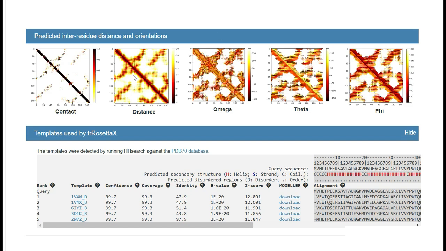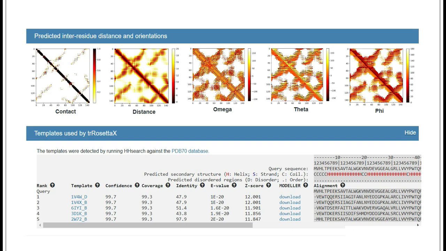Next is the distance map. Instead of just showing contacts, this map gives the actual predicted distances between the residue pairs. The axes are the same, meaning the residue numbers, but the colors represent the predicted distances. Red and orange for shorter distances, yellow for moderate distances, and white for larger distances. This information helps to fine-tune the 3D structure of the protein. Then omega, theta, and phi.